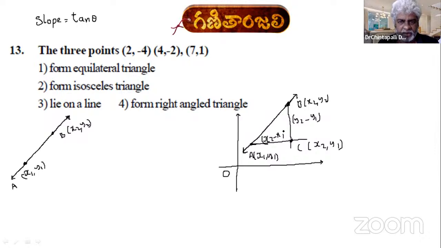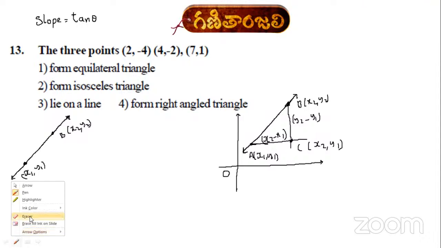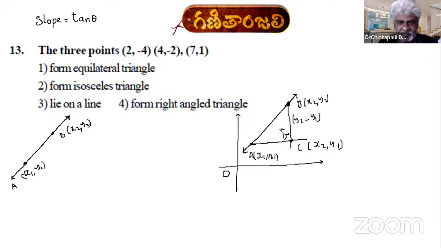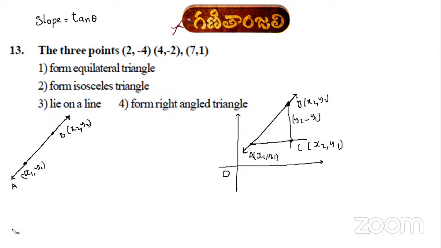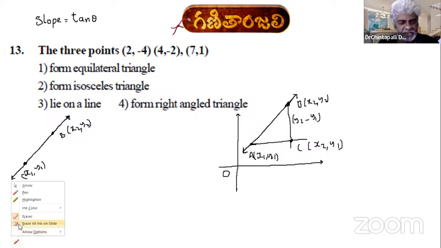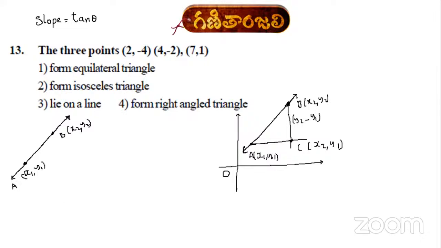Do you remember the trigonometric formulae? Sin theta: which side by which side? Opposite by hypotenuse. Cos theta: adjacent over hypotenuse. Very good. Tan theta: opposite over adjacent.